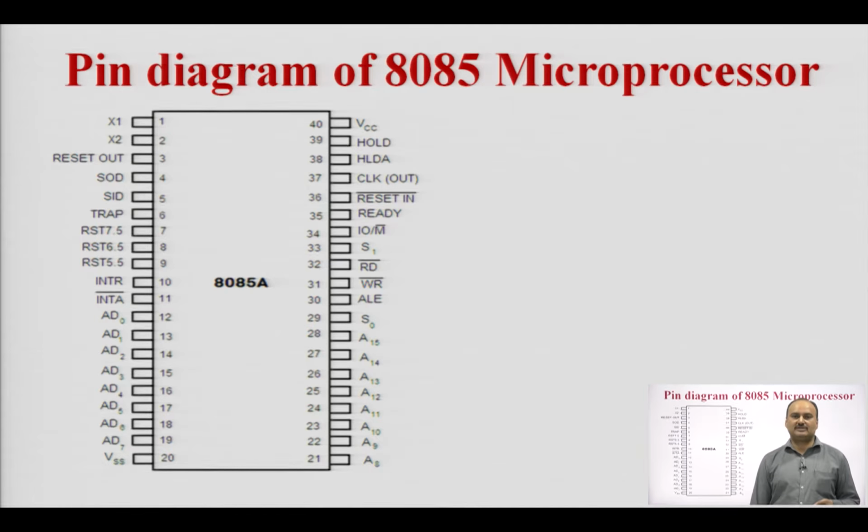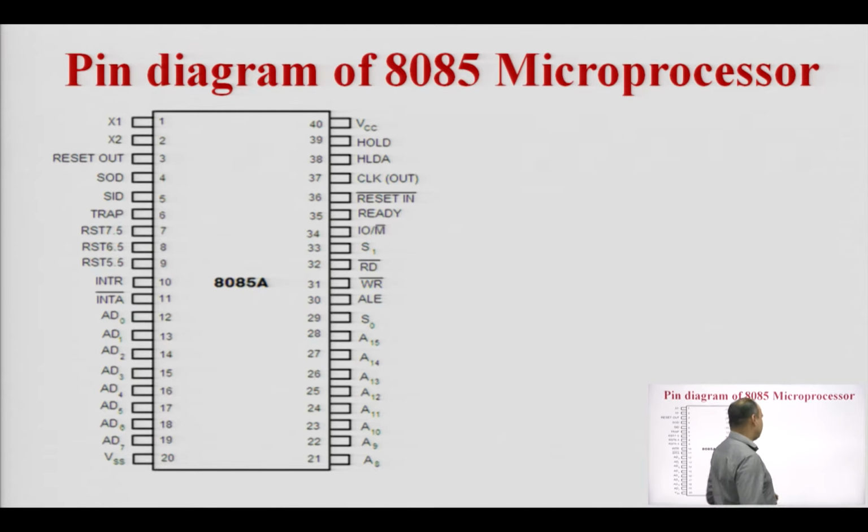To perform read and write operations, the microprocessor will generate read and write active low control signals. Pin number 31 and pin number 32, sorry, are used for the read and write control signals, and pin number 30 is used for the address latch enable signal. ALE is nothing but the address latch enable signal. This is an active high signal generated during the T1 state of the microprocessor. Whenever the microprocessor generates the active high ALE signal, it will demultiplex the address bus and data bus.